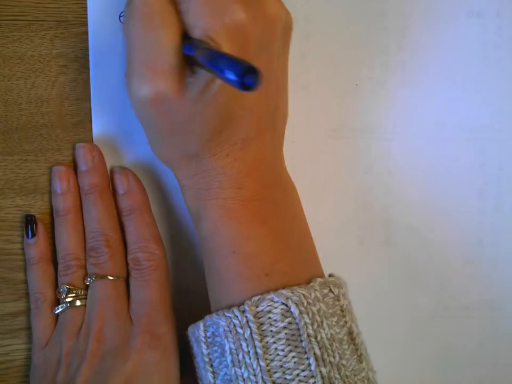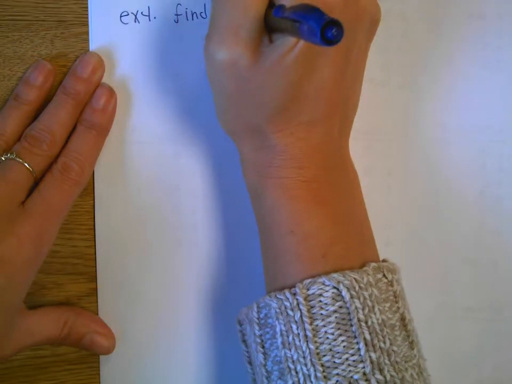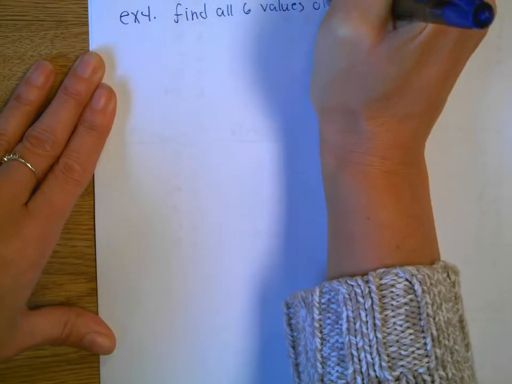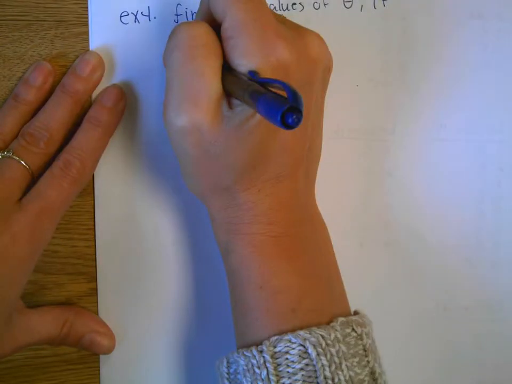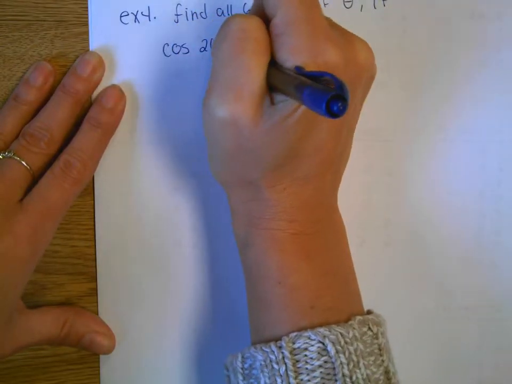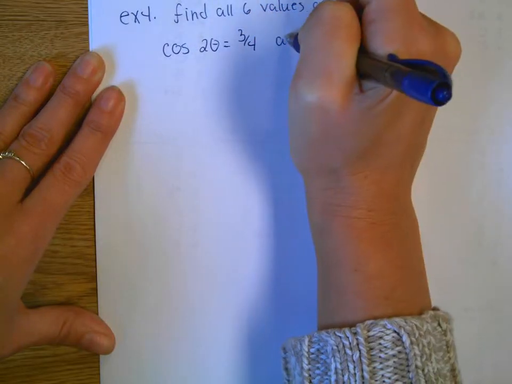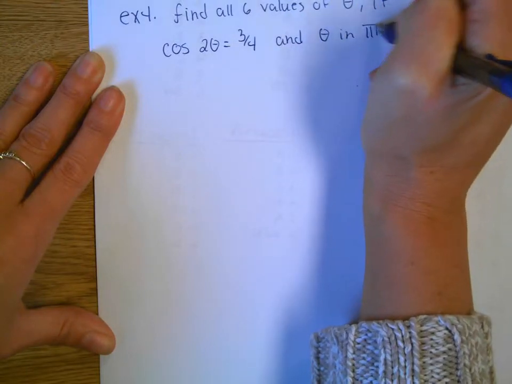It's about the same number as last. So number 4, and this is it. Find all 6 values of theta if cosine of 2 theta equals 3/4 and theta is in quadrant 3.